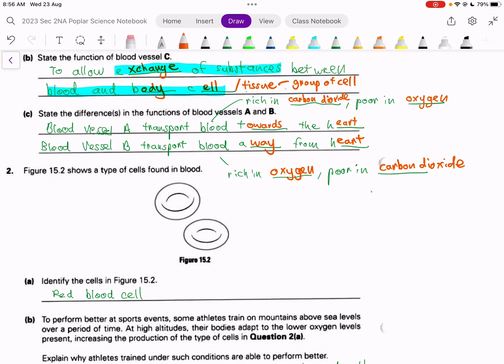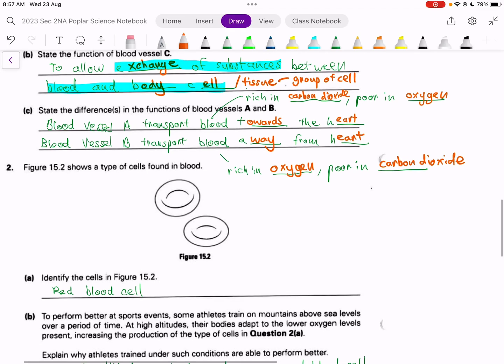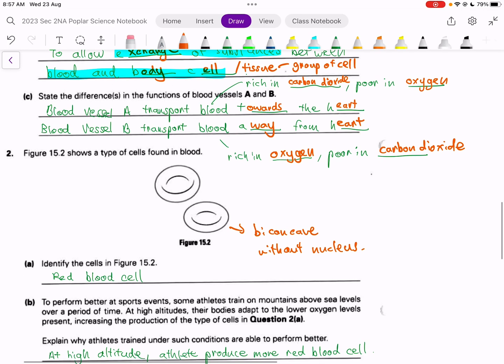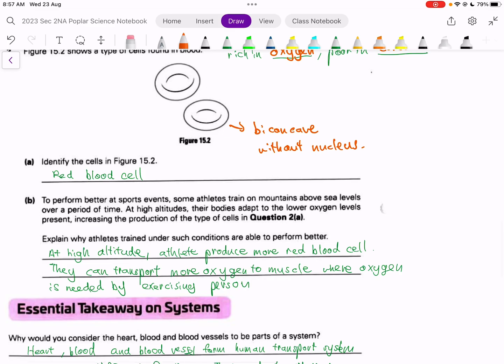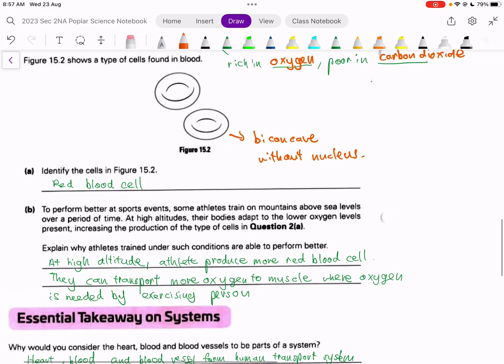Then identify the cells in figure 15.2. This one is your biconcave red blood cell. A very unique cell that doesn't have a nucleus. Most of the time a cell will have a nucleus, but not this one. What's the function of your red blood cell? It's basically to transport oxygen.